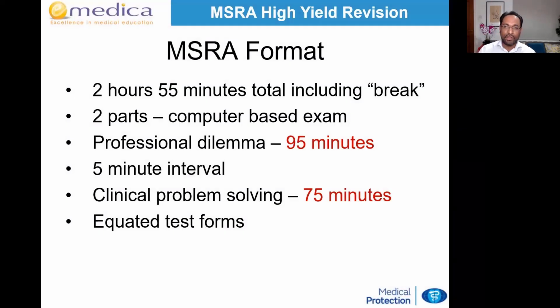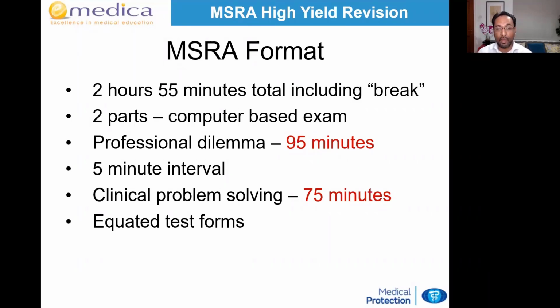Okay. So the exam itself is 2 hours and 55 minutes, and that's including the 5-minute break that's in between the two papers. The whole thing's done on computer. And the first paper is always the professional dilemma paper. That's 95 minutes. Then there's a 5-minute break, and then there's a clinical problem solving paper, which is 75 minutes.